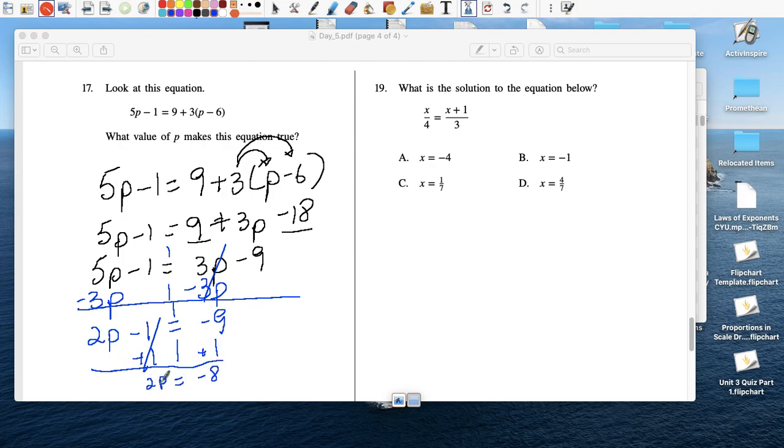2p comes down. We're going to divide now both sides by 2, and finally our p is isolated, and p is negative 4. I don't think it's asking us to check, but who knows, maybe on the state test, you have to take that negative 4, plug it in here instead of p, and make sure that the left side equals the right side. Okay, that would be a complete problem.